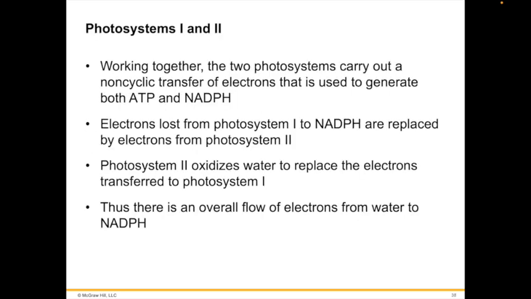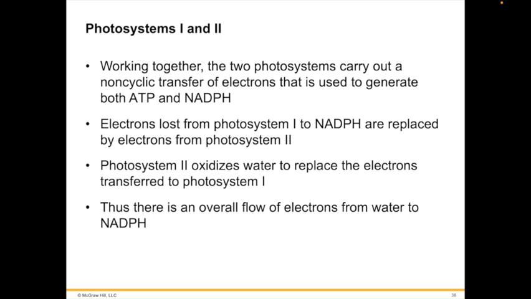Evidence for the action of the two photosystems came from experiments that measure the rate of photosynthesis using two light beams of different wavelengths, one red and the other far red. Using both beams produces a greater rate than the sum of the rates using individual beams of these wavelengths. This surprising result, called the enhancement effect, can be explained by mechanisms involving two photosystems acting in a series.